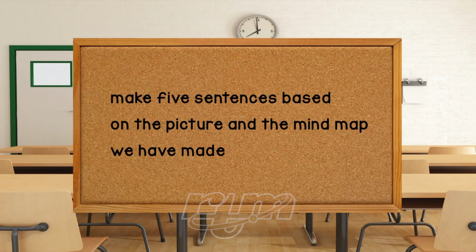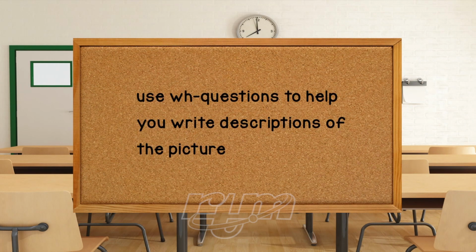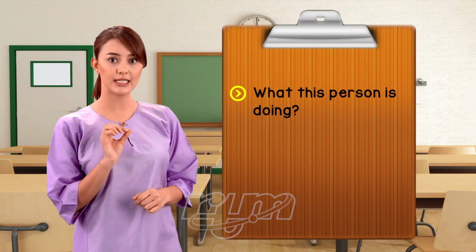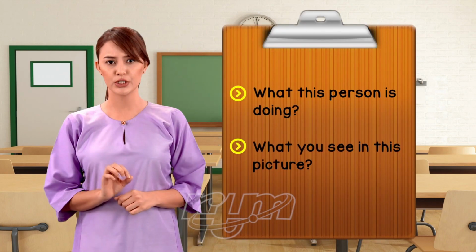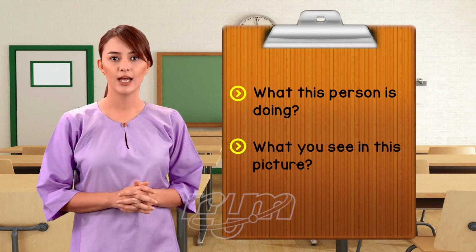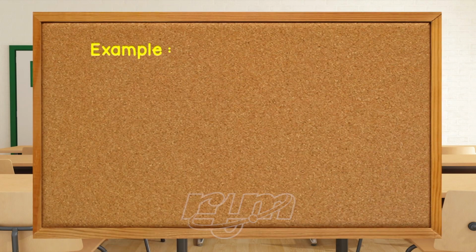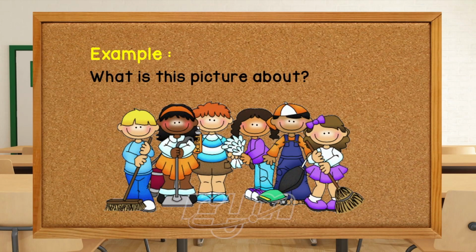Let's try to make 5 sentences based on the picture and the mind map we have made. Remember, you can use WH questions to help you write descriptions of the picture. Ask yourself questions about what this person is doing or what you see in this picture to help you find the answers. For example, ask yourself, what is this picture about? Easy. It's about a group of students cleaning their classroom.